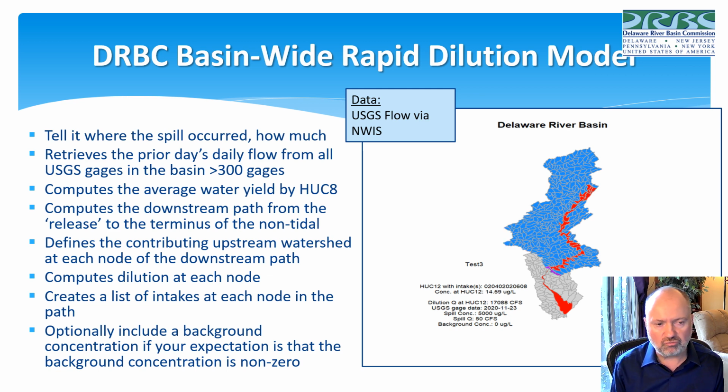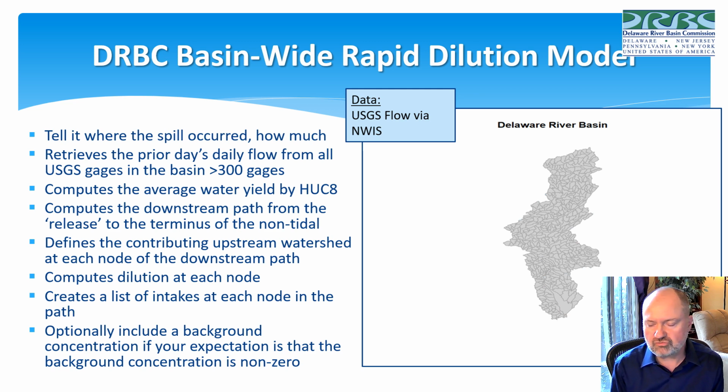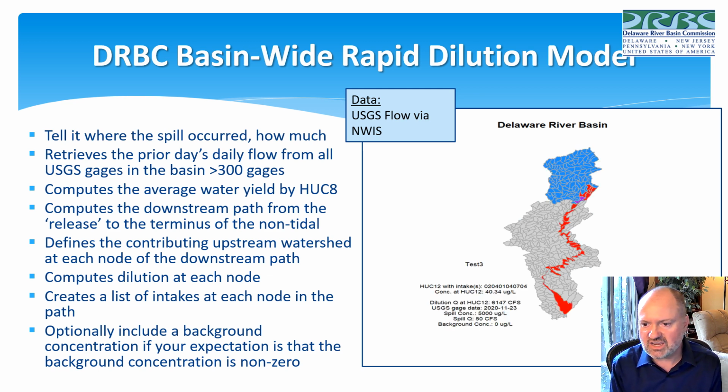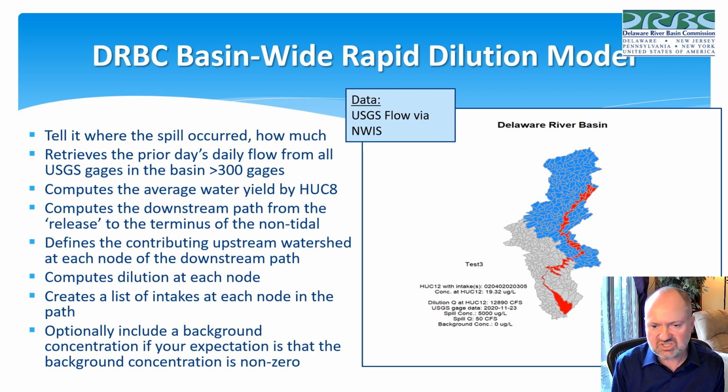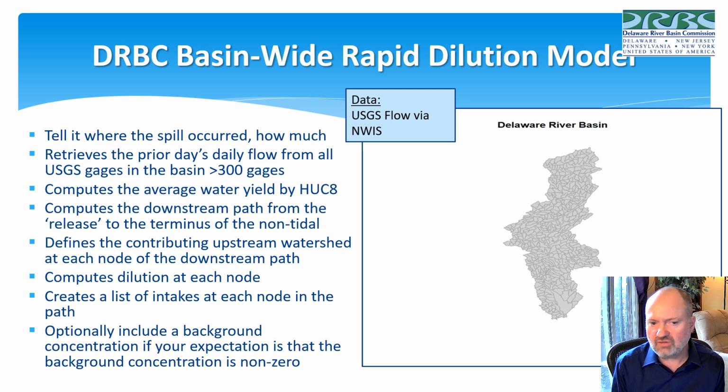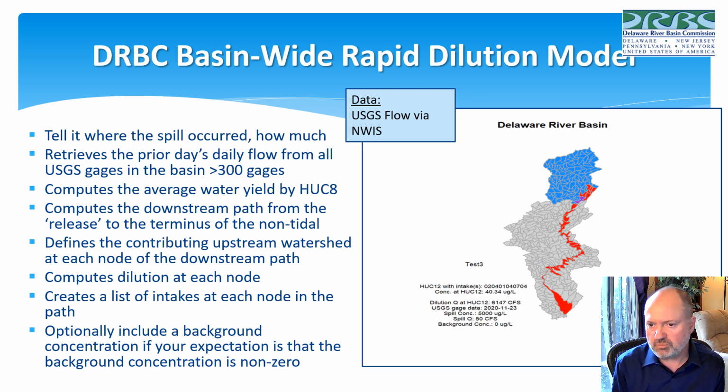So when we run this, it pulls data from over 300 USGS gauges in the basin, and it does all these computations within about 10 minutes. So within about 10 minutes, we know what the spill path is, we know the dilution at each point in that spill path, and we also identify all of the water intakes that are in that spill path. So we can rapidly reach out and start to communicate that information.